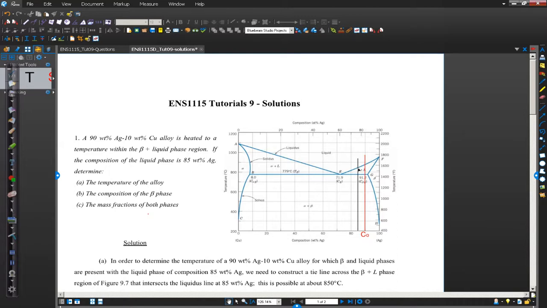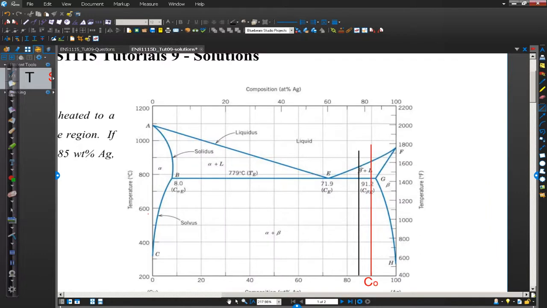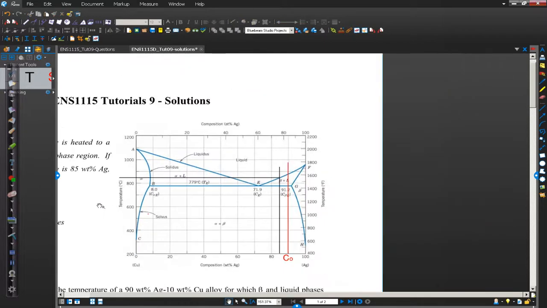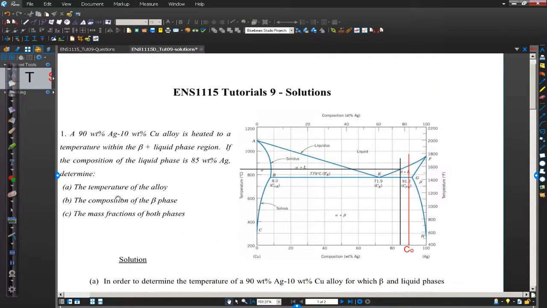Now if I extend this line all the way here, I could find out the temperature of the alloy at liquid phase 85%. So the answer for question number 1, the temperature of the alloy would be 850 degrees C. Okay. Composition of beta phase.